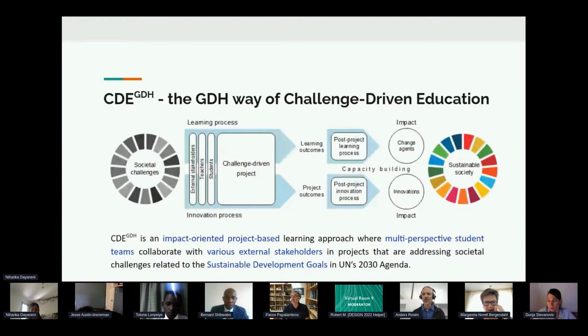And that's the thing with challenge-based learning or challenge-driven education: to find a balance, to drive the students' learning, but at the same time, we want the project outcomes to be taken further, maybe by the involved external stakeholders, to have actual impact and be implemented in society. And we also see an important role of this kind of learning approach in supporting the students in becoming change agents, so that they go out after education and change society.